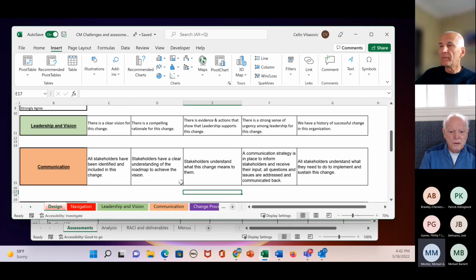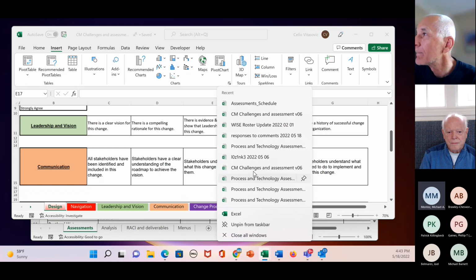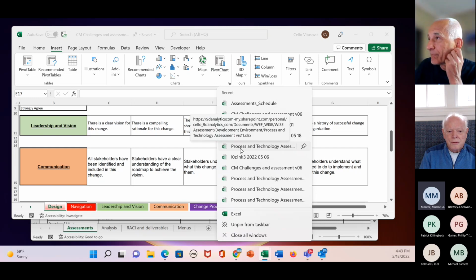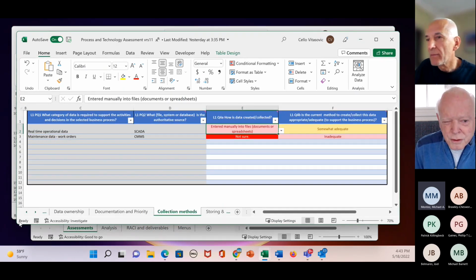Hey, Cello, this is Mike. I only have one kind of overarching comment here. My question is, is this change readiness assessment designed to be given all at once towards the beginning? Because some of this stuff seems premature as far as questioning. Some of this stuff you wouldn't know the answers to, even if your organization was really good at change management. It seems like some of the stuff would come down the road.